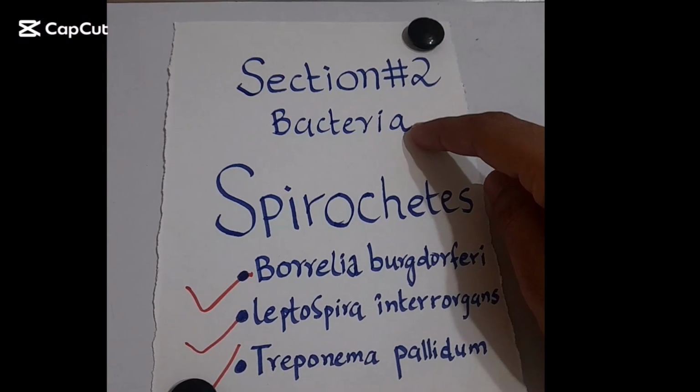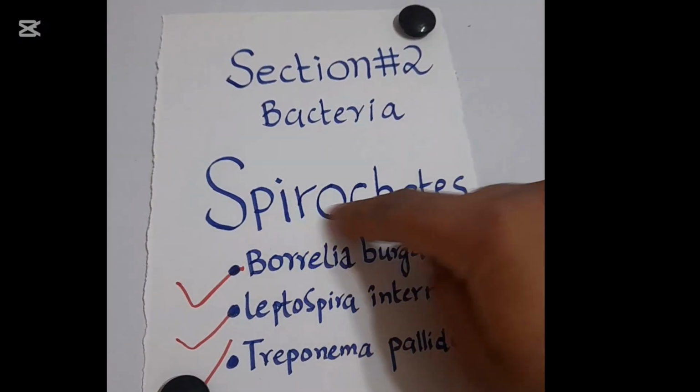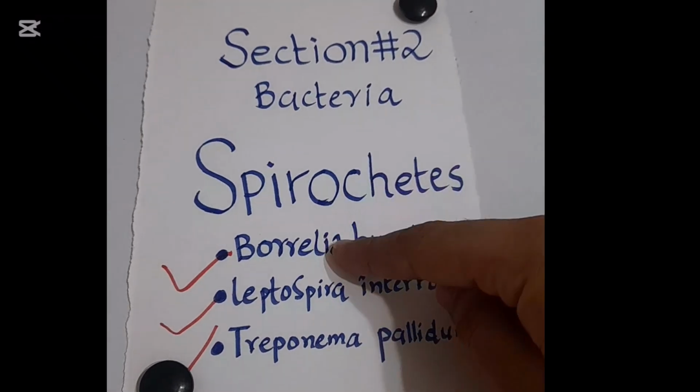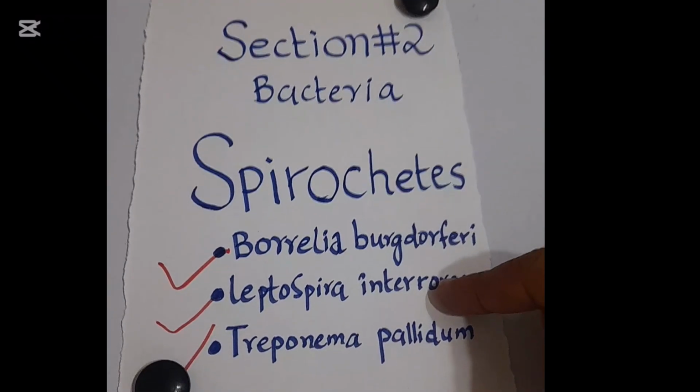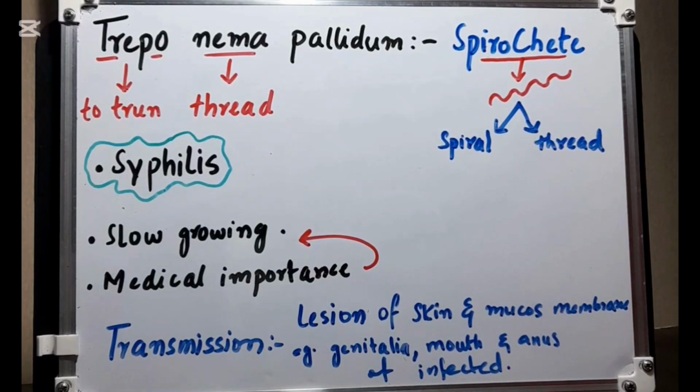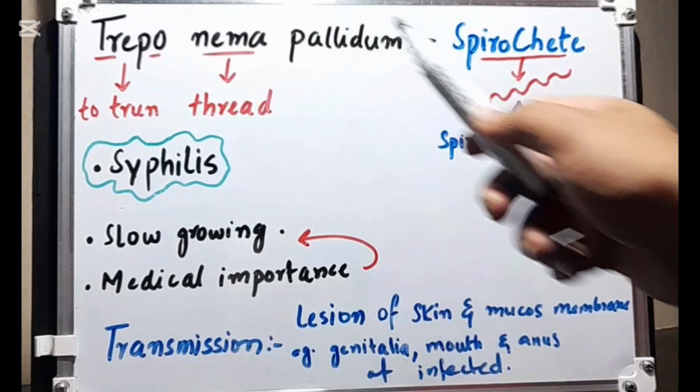Section number 2 of our bacteria of the Spirochetes family, which are the spiral shaped bacteria. We have already discussed Borrelia burgdorferi and Leptospira interrogans. Now we will discuss in this video Treponema pallidum.